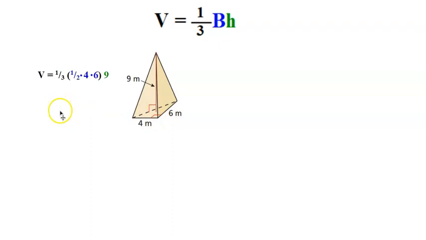All right, so here we go. 1/3 area of the base, right? Well, the base is a triangle, so the area of a triangle is 1/2 base times height. So 1/2 base of the triangle, little b, and then height of the triangle, so 4 times 6. This right here is the area of the base, times the height of the pyramid. Not the lateral height, not the slant height. We want the actual height there in the middle of the pyramid. How tall is the apex? Which is 9. And then we just work that out, stick it in the calculator, and there you go. So not too bad. Pretty easy stuff.